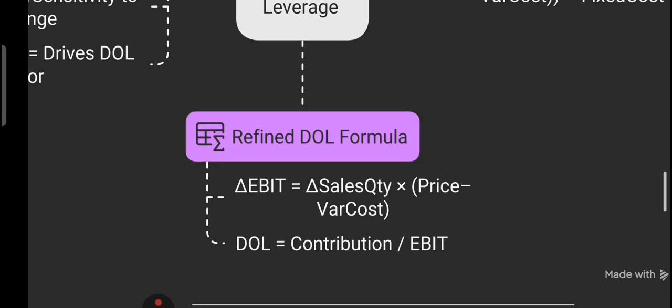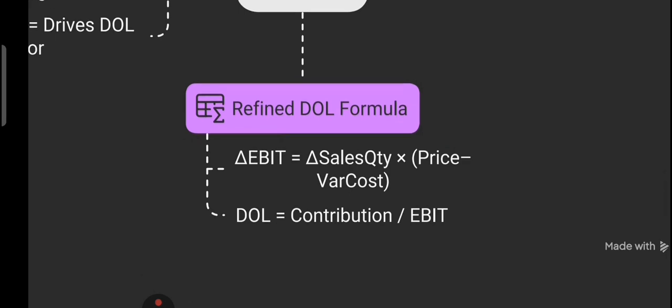And finally, this is the super important formula that will help you to calculate, which is nothing but contribution upon EBIT, right? DOL. Like in the case of DFL, I told you EBIT upon EBT. Similarly here, contribution upon EBIT. This is the final refined formula, and this formula we will be using most of the time.